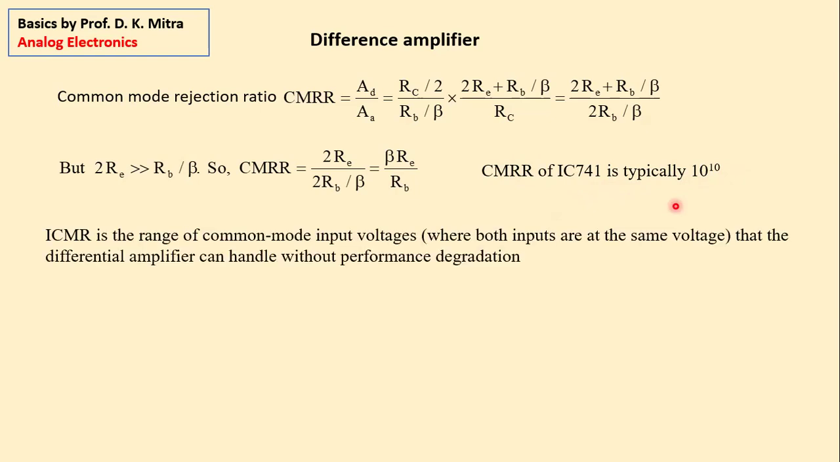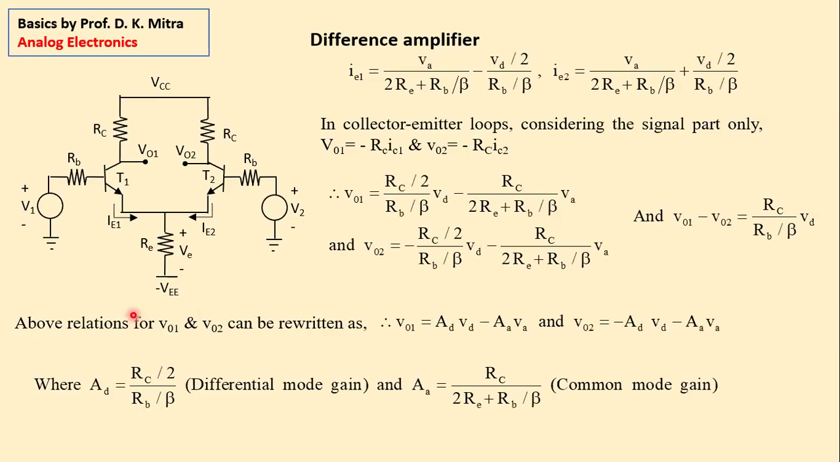There is another term in your syllabus. There could be many, many terms, but this term is in your syllabus. ICMR. ICMR is common mode input voltage range. That means input common mode range. Right? If we go to the earlier circuit, this input here and input here. Right? Now, what can be the maximum input here?